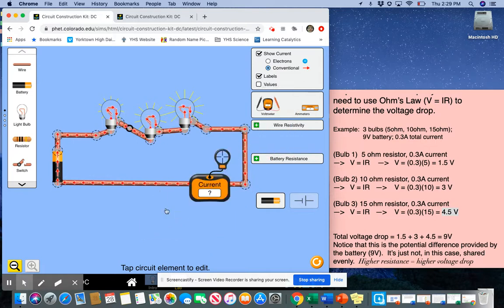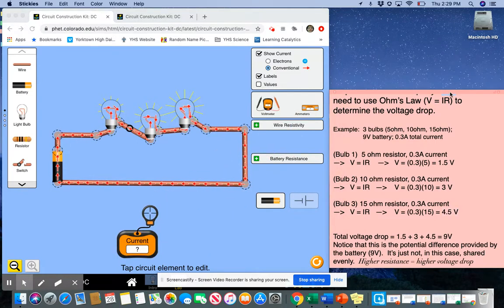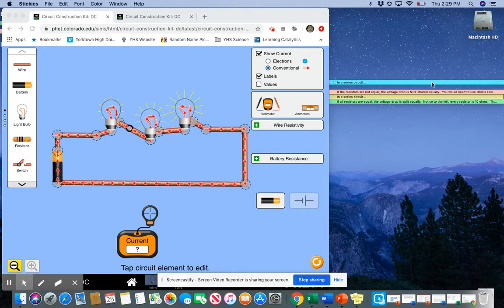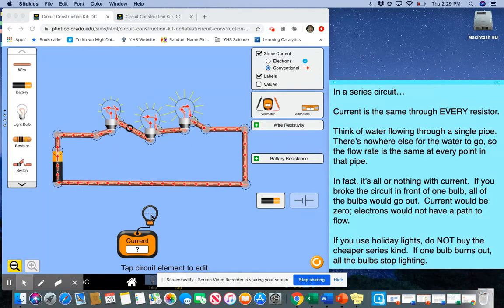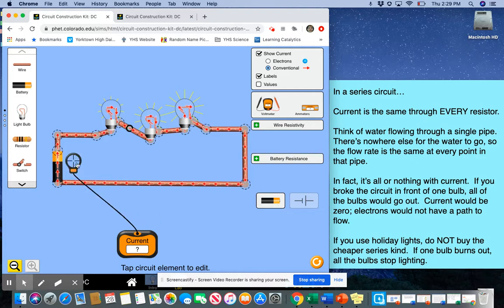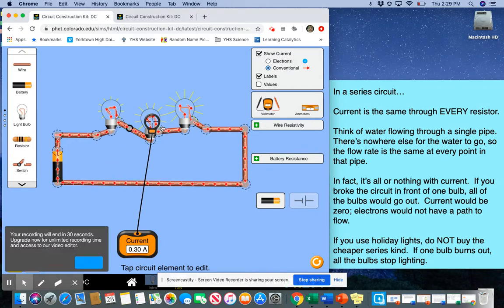Now, what if instead of talking about voltage, we wanted to talk about current? Well, it turns out current is the same throughout the entire series circuit. You see that it's 0.3 amps through this entire series circuit. So why is current the same through an entire series circuit? Well, there's only one path to go. If you think of water flowing in a single pipe, there's nowhere else for the water to go. So the flow rate is the same at every point in the pipe.